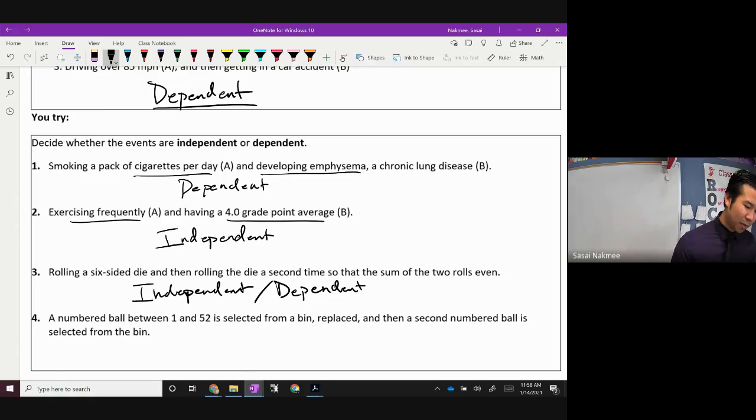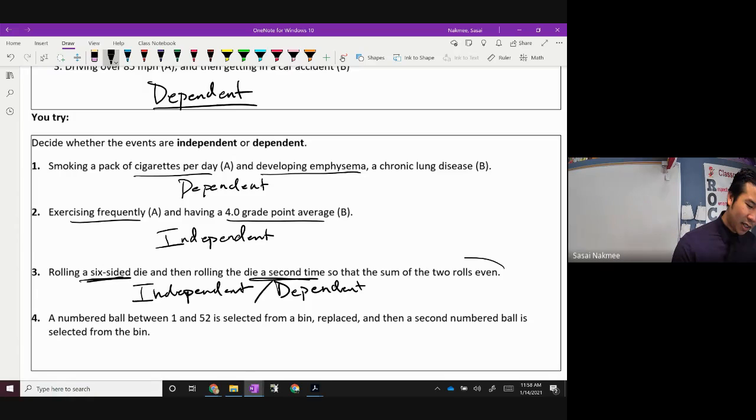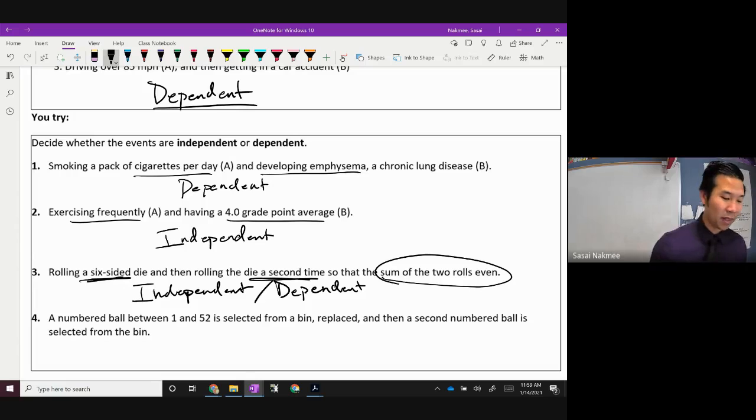Now, the reason why I say it's independent is the first six-sided die is not going to affect the second six-sided die. Mr. Rodriguez is saying that what affects it is the fact that they need to sum up to an even number. You need to add them up. So if the first one comes up odd, the second number needs to come up odd as well, so that it adds up to even. And if the first one comes up even, the second one needs to come up even, so they add up to even as well.